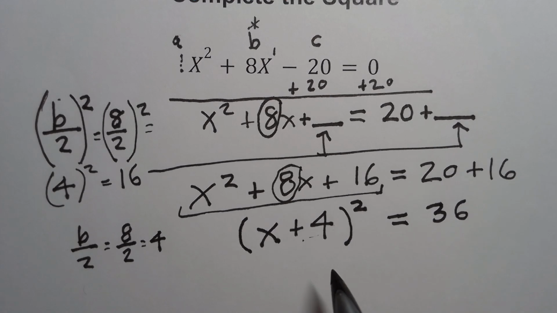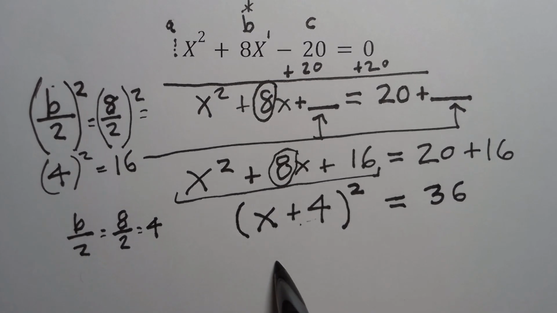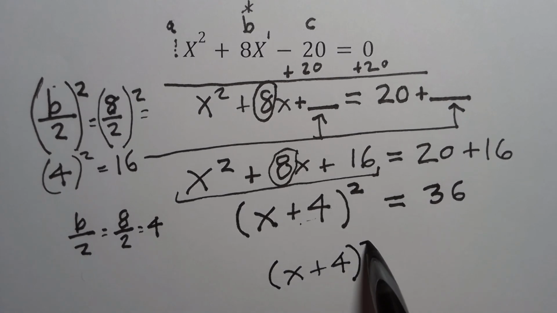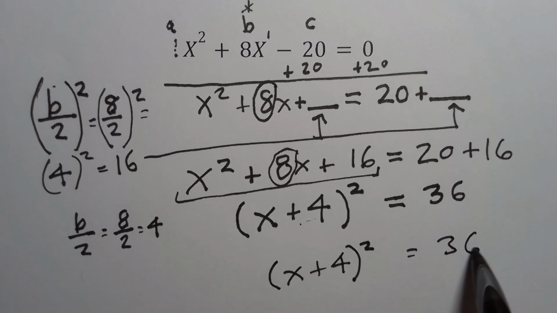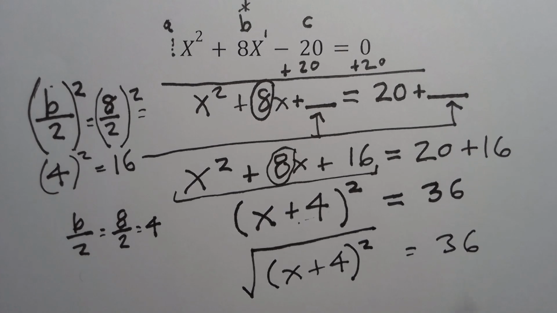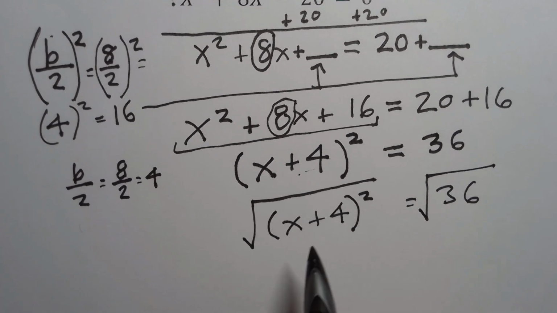We can use the square root property to solve this. So I have x plus 4 parentheses squared is equal to 36. I'm just rewriting it, and we're going to take the square root of this side, and whatever we do to this side, we're going to do to the other side. So we're going to take the square root of that side. So we're taking the square root of both sides.